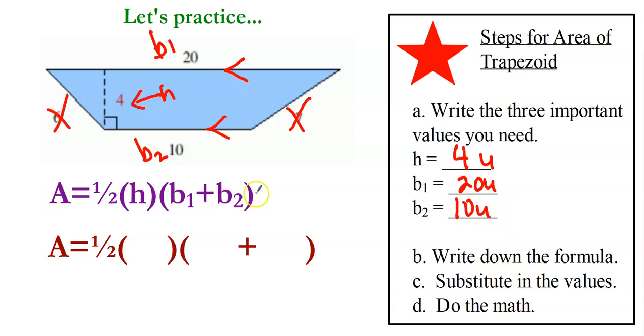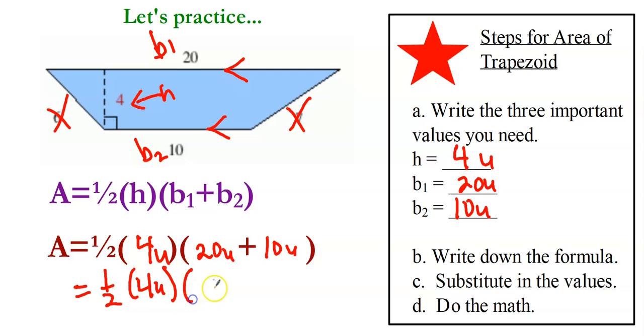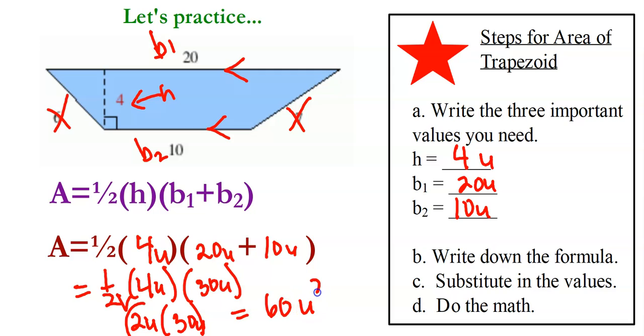Now I wrote down the formula. I'm going to substitute in my numbers. So this is 20 plus 10. So now, oops, let's go ahead and put in the units. And so now I've got 1/2 times 4 units times 30 units. And then when I do half of 4, I get 2 units times 30 units equals 2 times 30 is 60. U times U is U squared. I get 60 units squared.